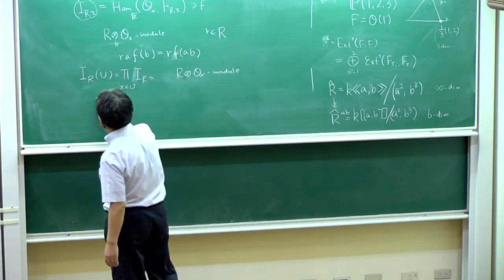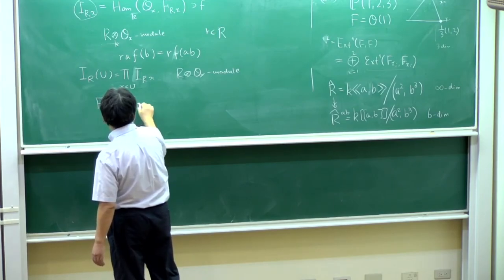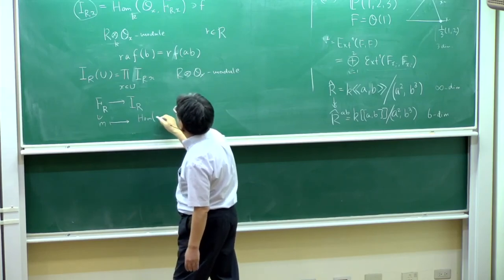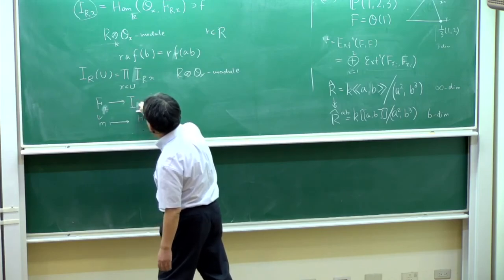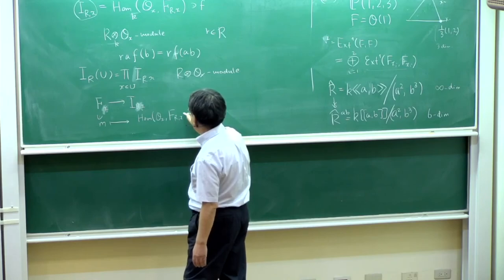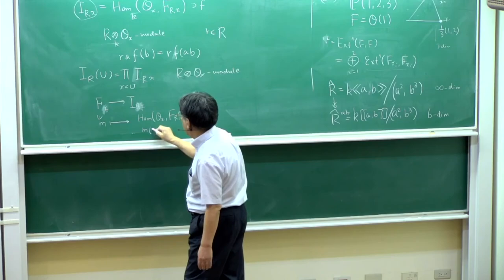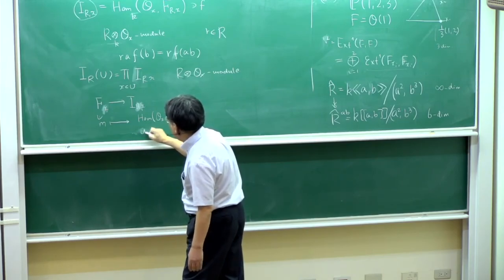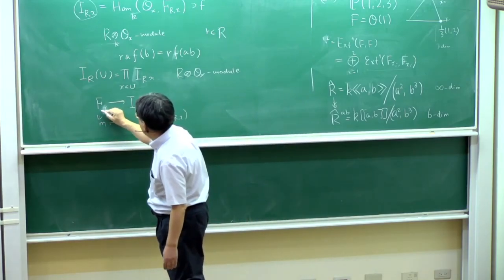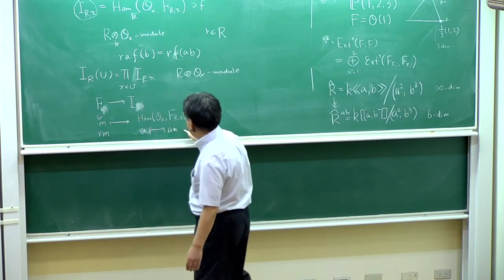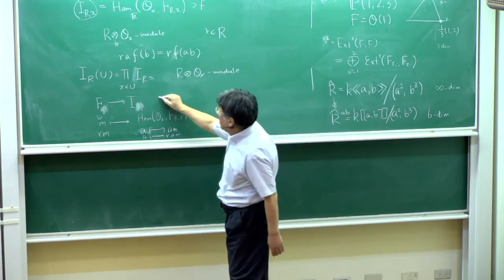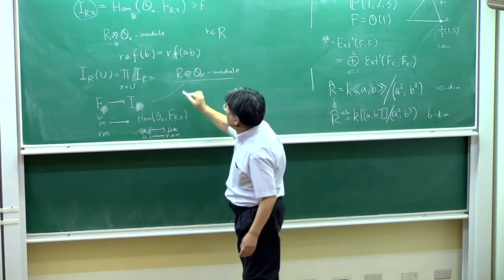And there is a natural homomorphism from F_R to I_R by taking f to the map sending m to a goes to am. And if, no, sorry, if r, and rm goes to, a goes to r a m. So in this way, there is an R tensor O_X homomorphism also.